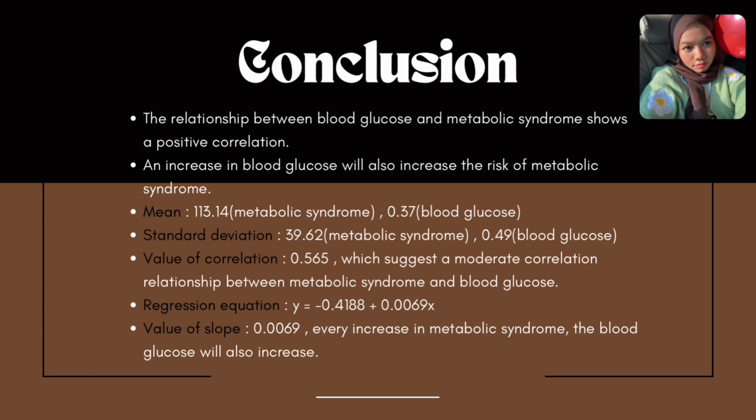For this data, the value of correlation is 0.565, which suggests a moderate correlation in the relationship between the metabolic syndrome and blood glucose. The regression equation is y equals negative 0.4188 plus 0.0069x. The value of the slope is 0.0069, which means that for every increase in metabolic syndrome, the blood glucose will also increase by 0.0069.